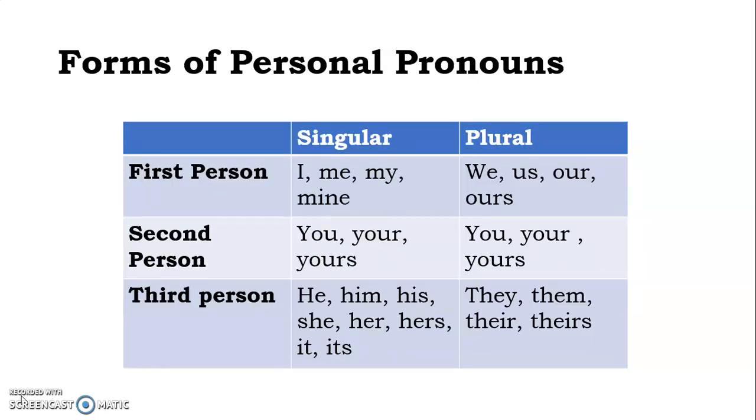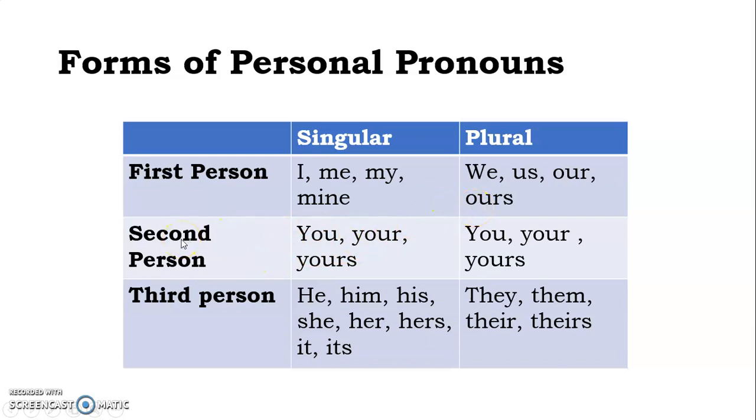Now different forms of personal pronoun you can see in this table. First person singular number and first person plural number. First person is the speaker. So in singular number we find the words like I, me, my, mine. And for plural number we find the words we, us, our, ours.